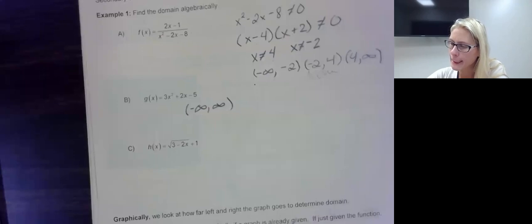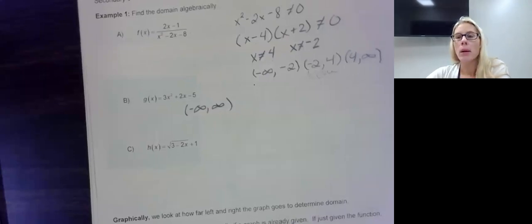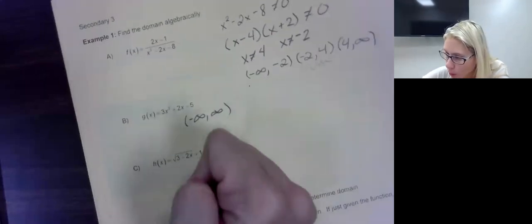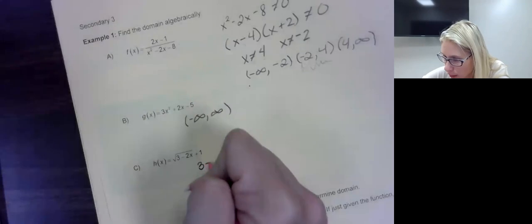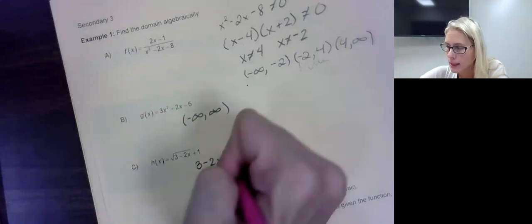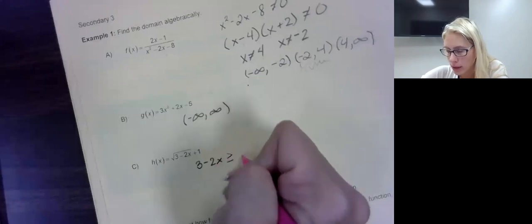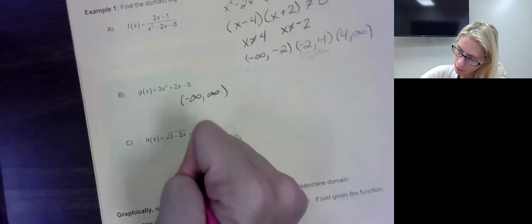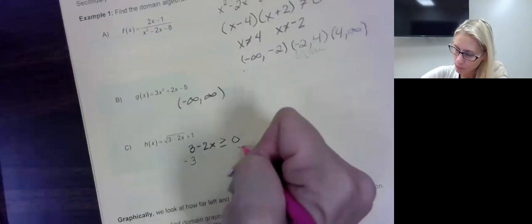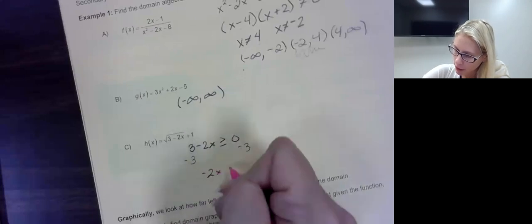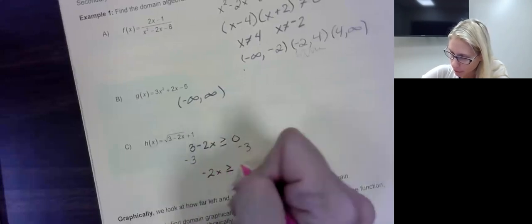All right, see here. Is there any problem with this function? Yes, it's an even root. It's a square root. So remember, we take what we have under the square root, only what's under the square root, so not that one, set it greater than or equal to 0 and start solving. So I'm going to subtract 3 from both sides. Get -2x is greater than or equal to -3.